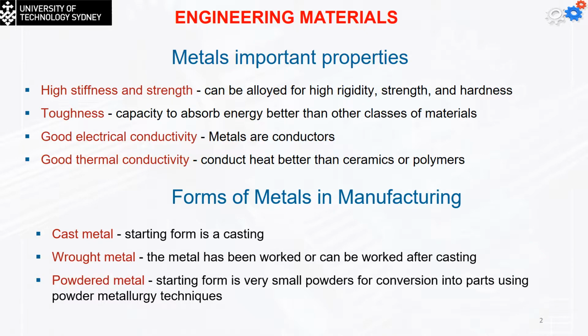The forms of the metals in manufacturing can be a cast metal, which always starts from casting. So I'm going to melt the ore, for example, mix it with some material and put it in the mold, and I'm going to have the cast shape. I have the rolled metal, where the metal has been worked or can be worked after the casting, like the rolled sheet. The powder metal starts from very small fine powders for conversion into parts using powder metallurgy techniques, which depend on pressurizing the parts together with a mixture and adding the bonding material, then sintering the part to make it stronger.